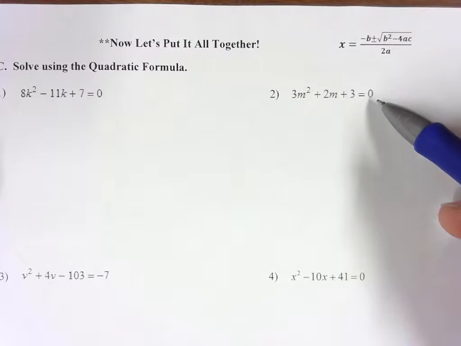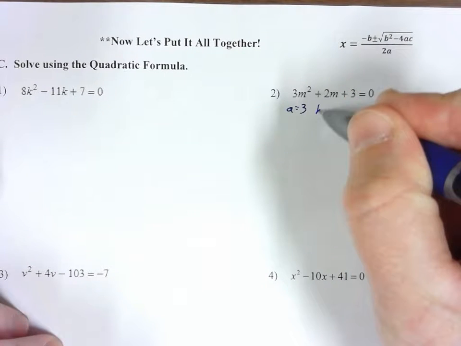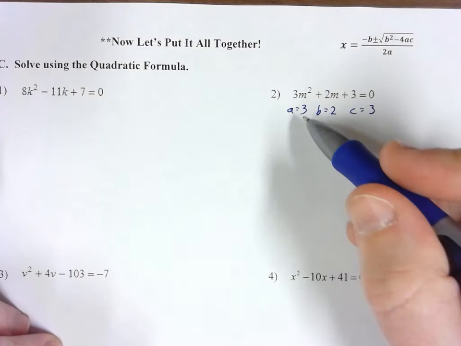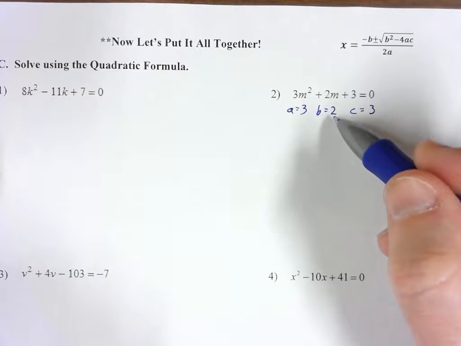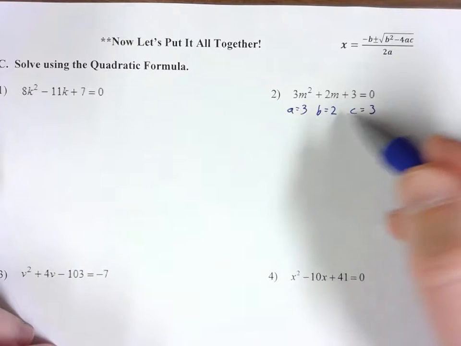And so now I want to identify a, b, and c. A is next to m squared, b is next to m, c is the constant. And now I want to take those numbers and plug them into the quadratic formula.